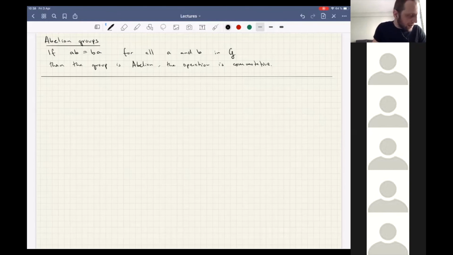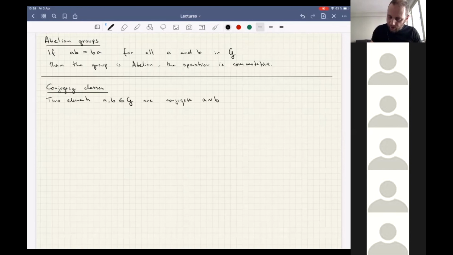So the next property that I wanted to discuss is so-called conjugacy classes. So what we can do is to define a relation between elements that is called conjugacy, or that the elements are conjugate to each other. So if we have two elements of a group, so A and B belong to a group G, we say that they are conjugate. We write that as A similar to B if the following is true. So if G A G inverse is equal to B for some element G in the group.